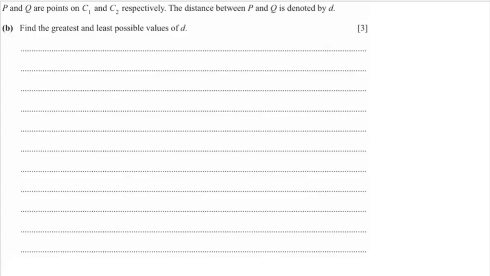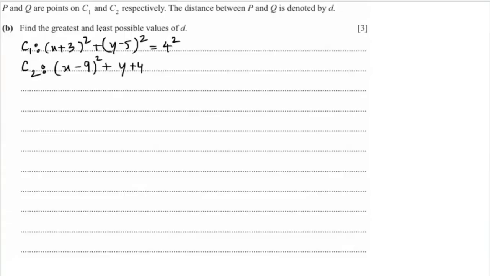So P and Q are points on C1 and C2 respectively, some random points. The distance between P and Q is denoted by D. Find the greatest and the least possible values of D. So I need my circle 1, which is (x plus 3) squared plus (y minus 5) squared equals 16, which can be written as 4 squared. And C2, on the other hand, is (x minus 9) squared plus (y plus 4) squared from the previous part, and equals 8 squared, right?